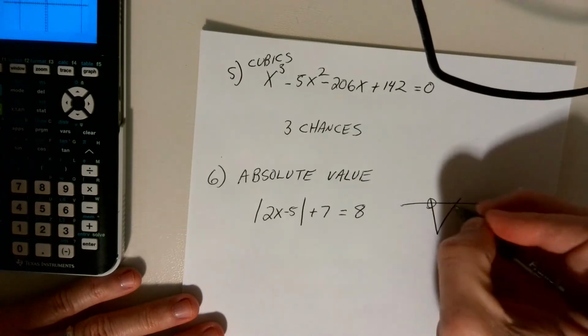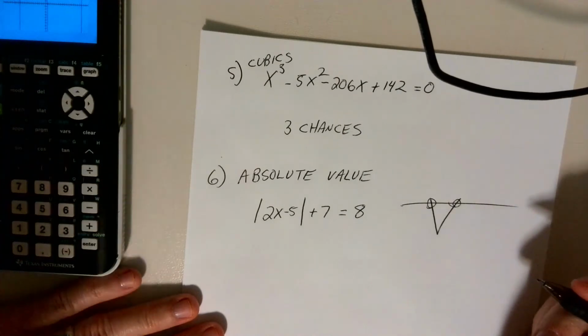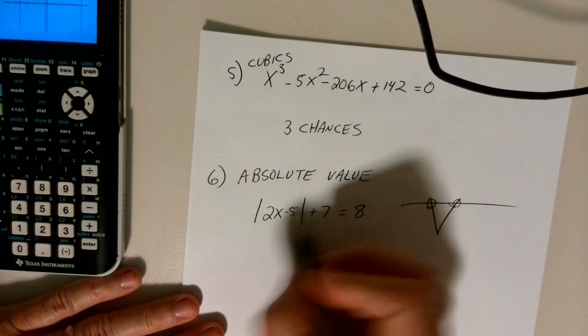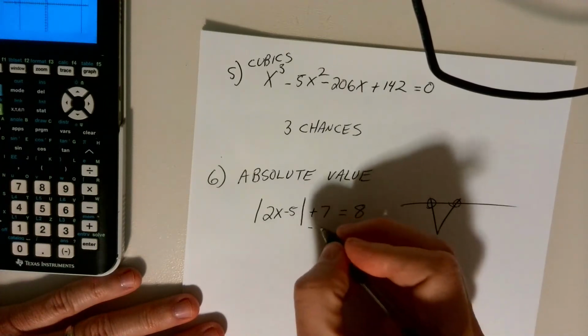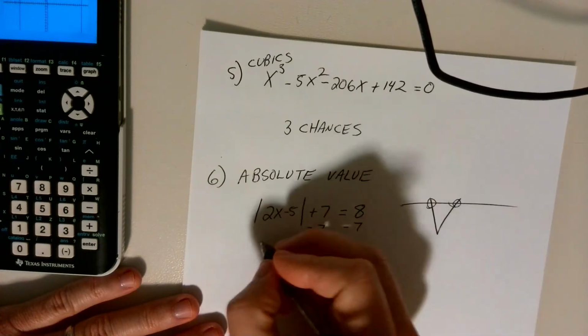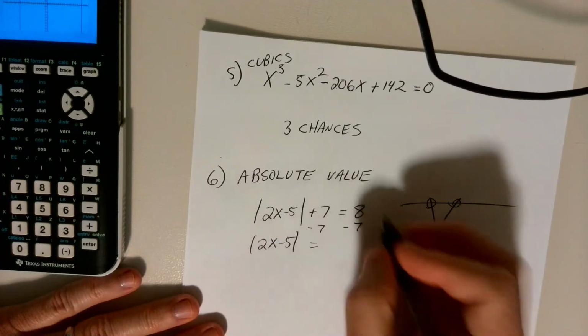There's going to be 2 solutions, and I'm going to show you the algebraic way first, and I'm going to show you the graphical way. Okay? So algebraically, I can't deal with an absolute value until I get it isolated, so I have to move this 7 over, just like that. So now I have the absolute value of 2x minus 5 equals 1.